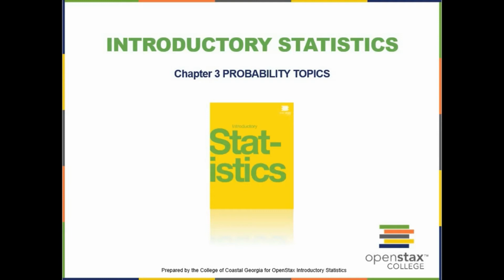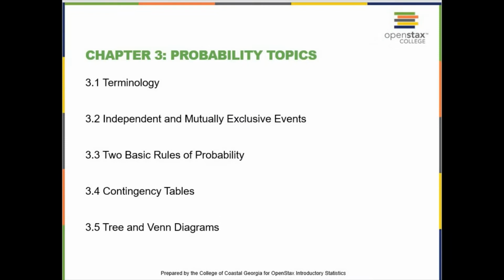In this video, we will talk about probability topics. First, we're going to begin with terminology, because to understand probability, you need to understand the terms that we use in probabilities. Then we'll talk about independent and mutually exclusive events. We will talk about the basic rules of probability. We will learn how to build contingency tables and tree and Venn diagrams.